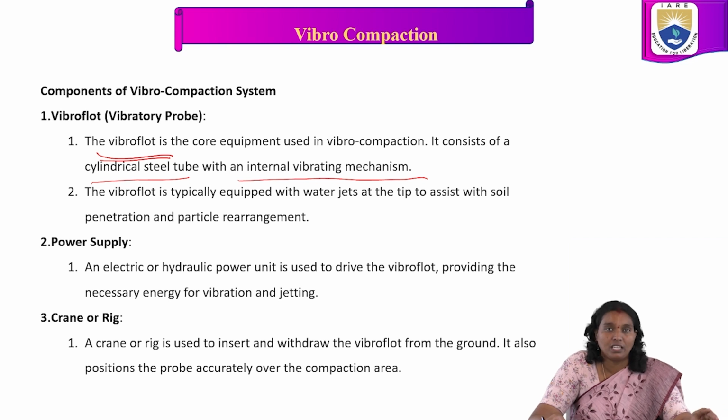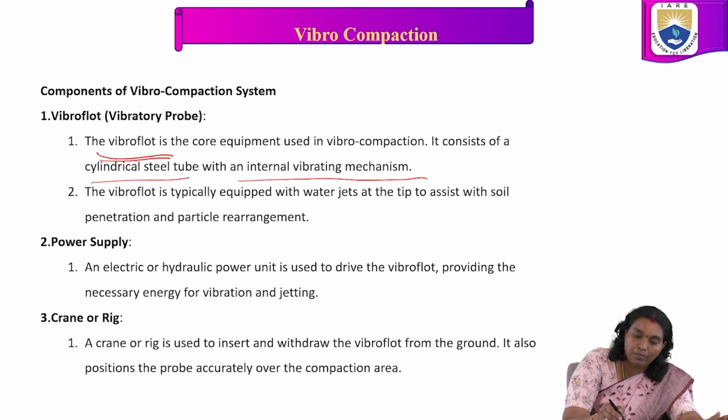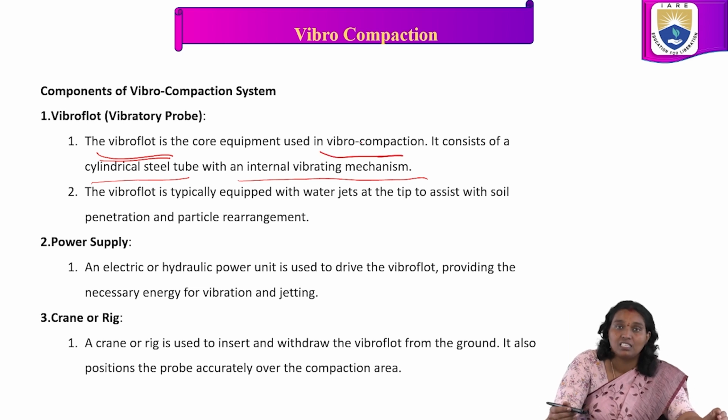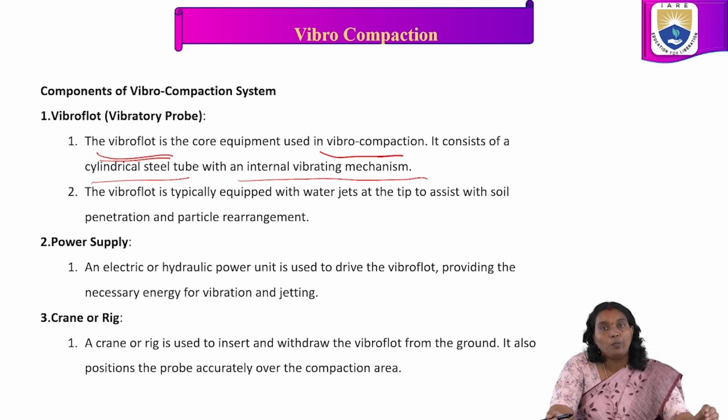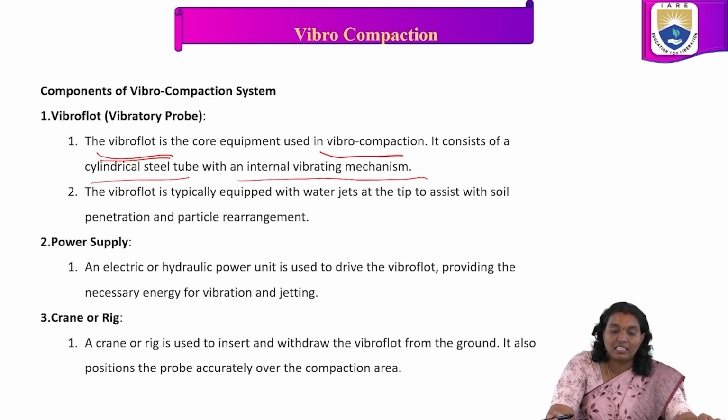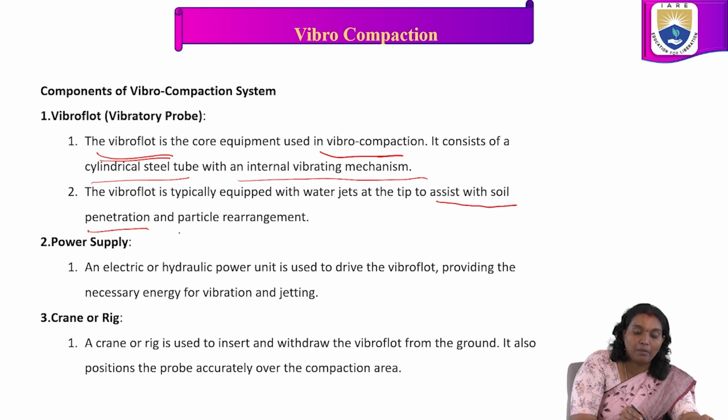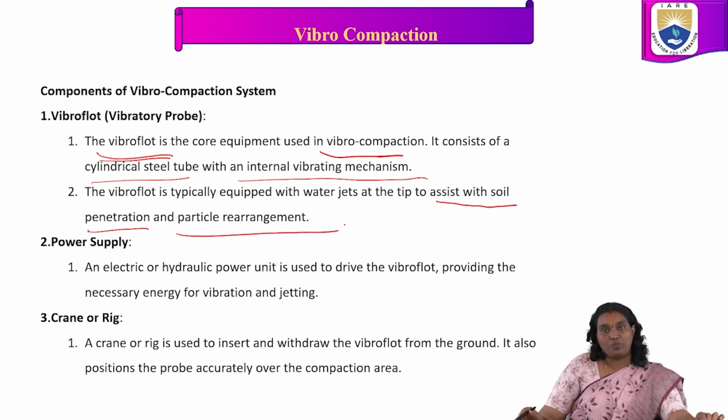Such type of equipment is nothing but the vibro float. And using this core equipment, we are doing vibro compaction. It consists of a cylindrical steel tube with an internal vibrating mechanism. The vibro float is typically equipped with water jets at the tip to assist with soil penetration and particle rearrangement.